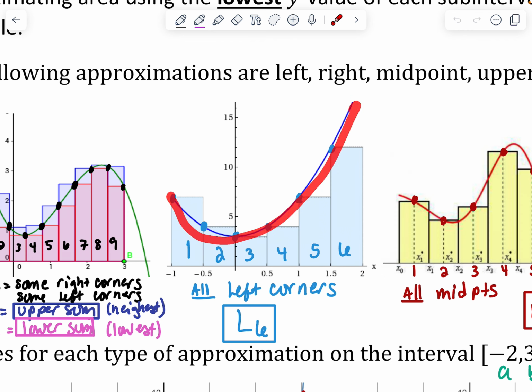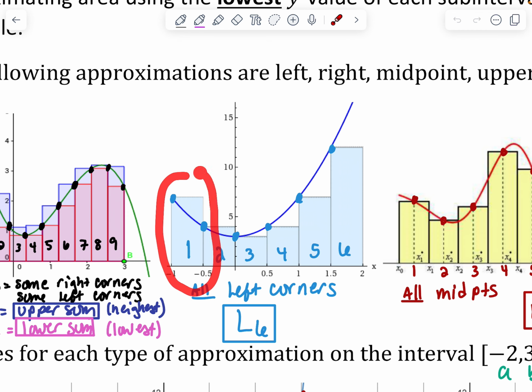Next graph, I've got these blue rectangles and a dark blue curve. So I isolated my first rectangle. When I used the graph at the edges, going across the bottom edge didn't help. The top edge did. So I'm either thinking this is going to be left sum or upper sum. I'm not sure yet. I come to the next piece.